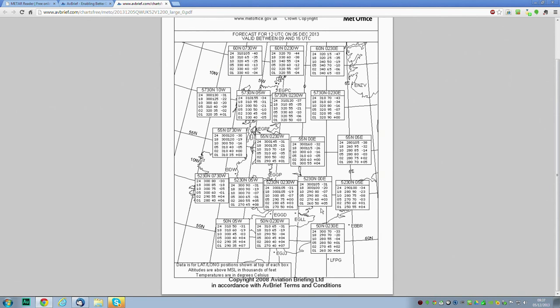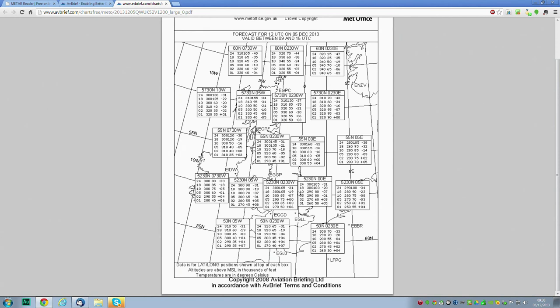Now, the only one really we're going to be interested in light aircraft is the bottom one in the box, and that's because that's at 1,000 feet. So we can see that up to 1,000 feet, we've got winds coming from the west, 260 pretty much, at 50 knots, and the temperature is plus 5. So that's a pretty high wind. And in fact, if you climb up to 2,000 feet, the wind is going to come from true west at 60 knots, and the temperature is going to be plus 3 degrees.